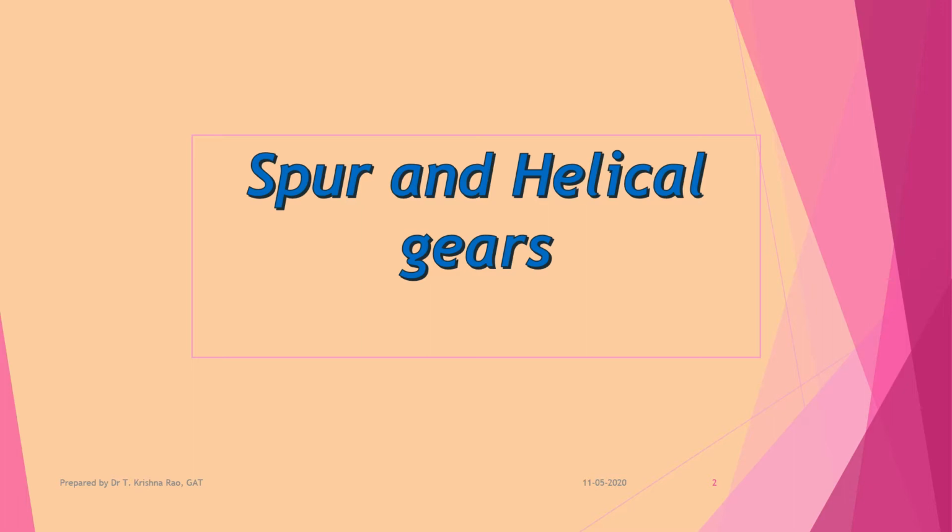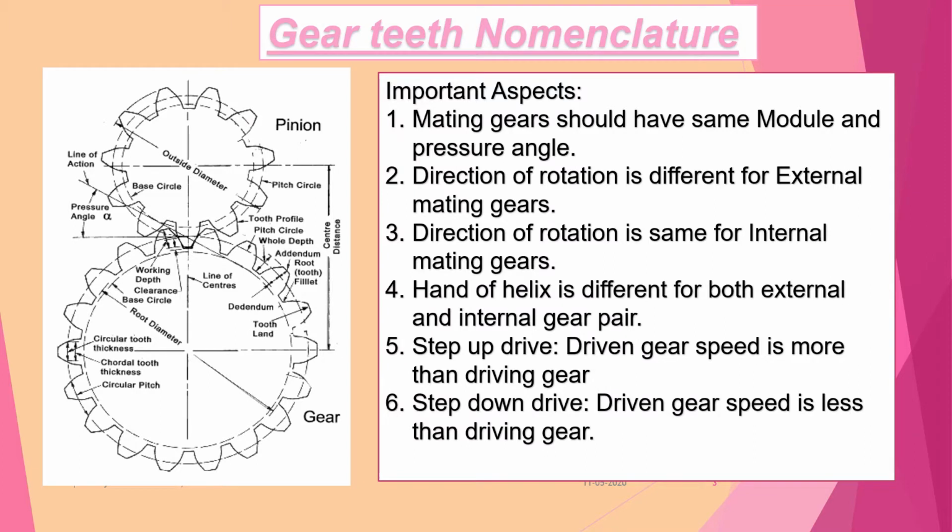Let's talk about spur and helical gears, which are used for parallel shafts. The important aspects of a gear are: both mating gears should have the same module. That is very important for us. The two gears should work together if their module and pressure angle are the same. Direction of rotation is different for external mating gears. As we have seen in the earlier lecture, external gears rotate in the opposite direction, whereas internal gears rotate in the same direction.